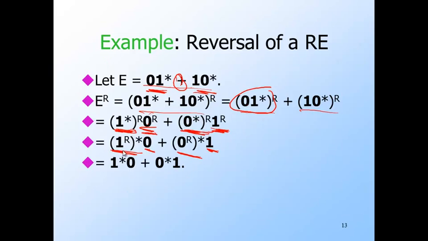Finally, the reversal of 1 again, that's this, is just 1. So we get 1 star 0. And the reversal of 0 again is just 0, and we get that. Now we have no reversals left, and we are done. The resulting expression is what you would expect. Its language is the binary strings where the last symbol does not appear elsewhere.